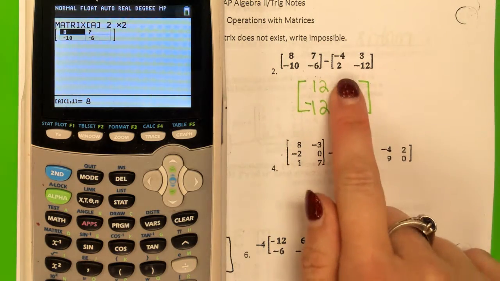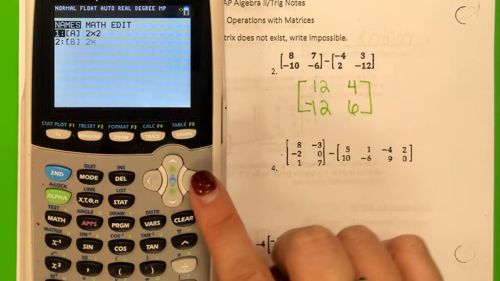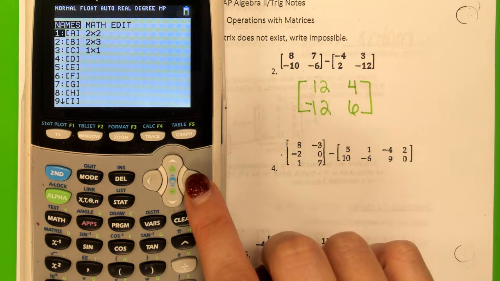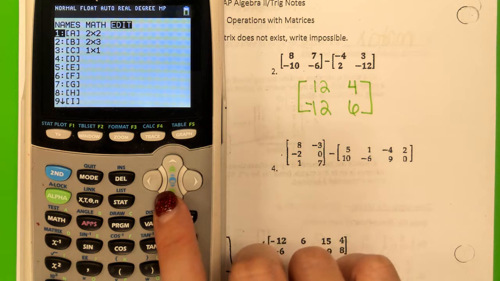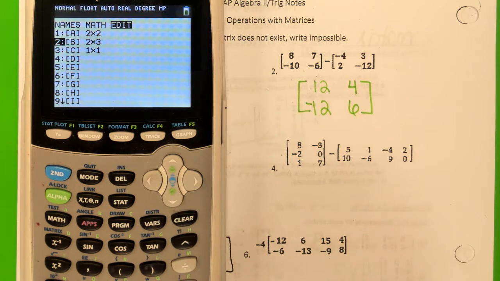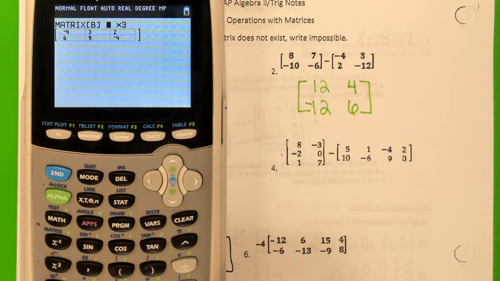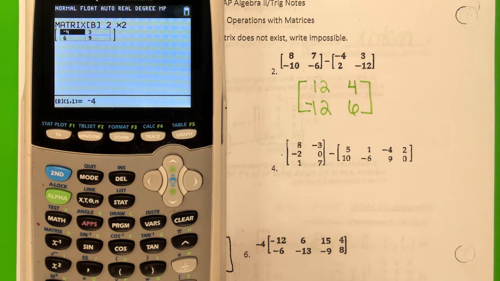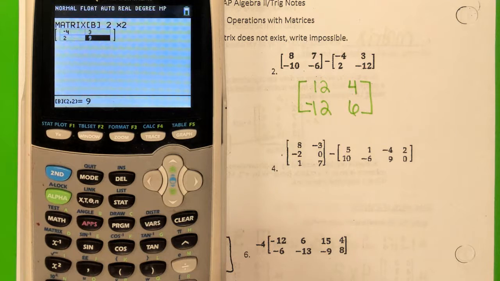Then we have to go back to second matrix to put in our second matrix. So second matrix, over to edit, but do not edit the first one. You're going to edit the second one. What size is our second one? 2 by 2. So you hit negative 4, enter, 3, enter, 2, and negative 12. Y'all okay so far?